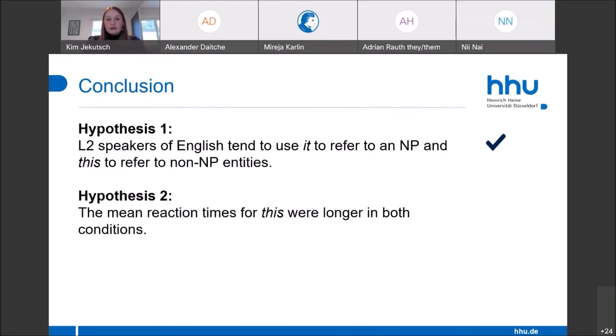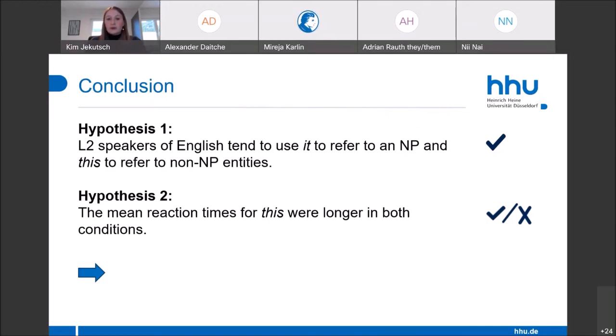Considering the reaction times, my second hypothesis was only partly supported because the mean reaction times for this were longer in both conditions, although I expected a shorter mean reaction time for this when reference was made to a non-NP entity. Since the long reaction times for this with reference to a non-NP entity were surprising, I checked for any other factor that might be influencing the use of the pronoun.